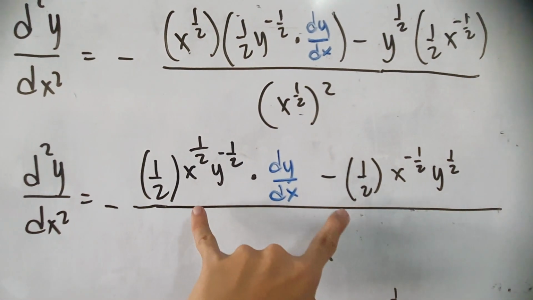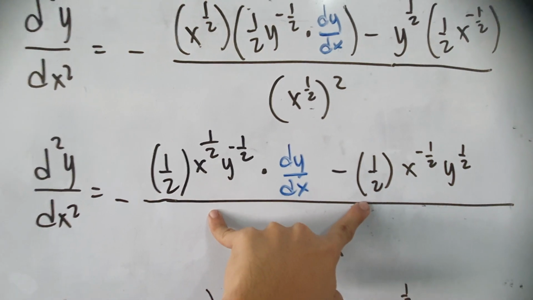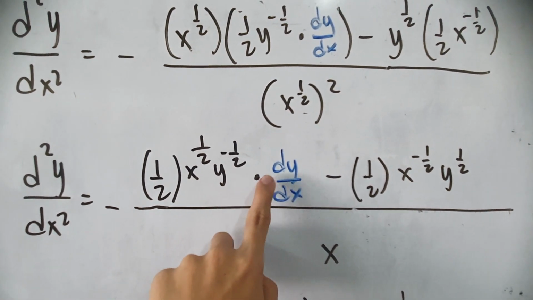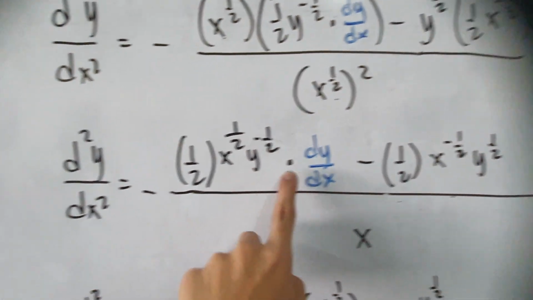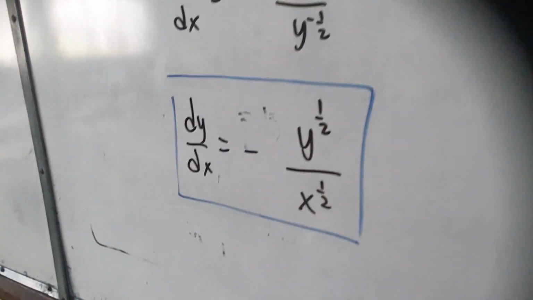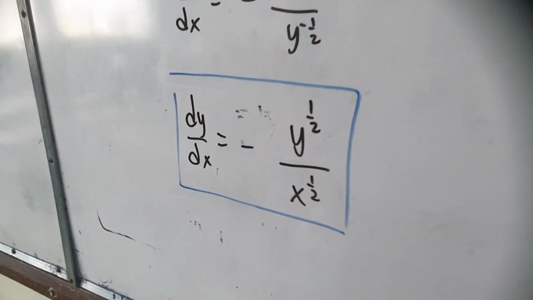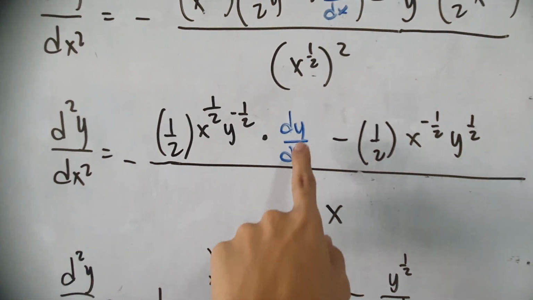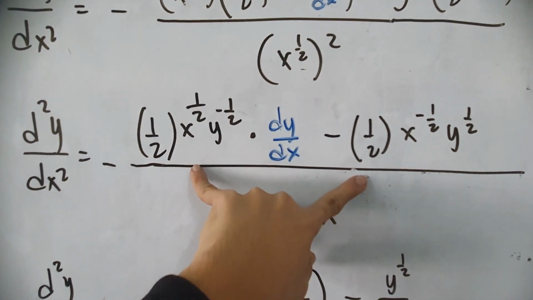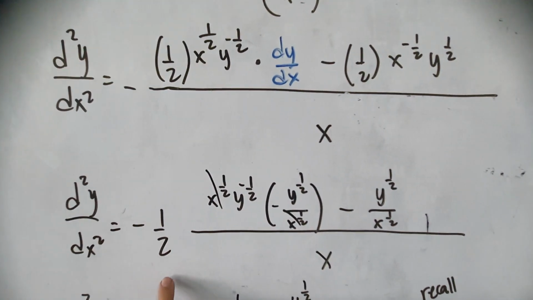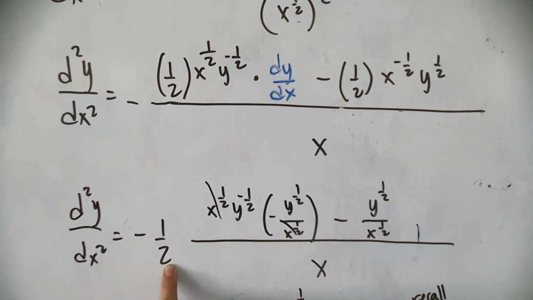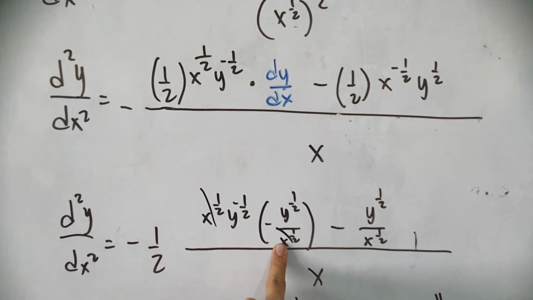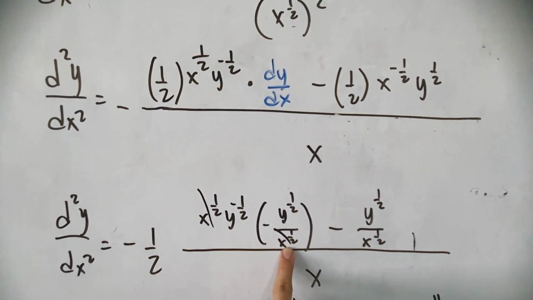Okay, notice the two terms both have 1 half. Let's factor that one out. And we still have to substitute the value of dy over dx, which is our result right here. Dy over dx is y squared over x squared. So now, let's substitute this one and factor out 1 half. We now have our 1 half. We have our dy over dx right here. This is the previous dy over dx.